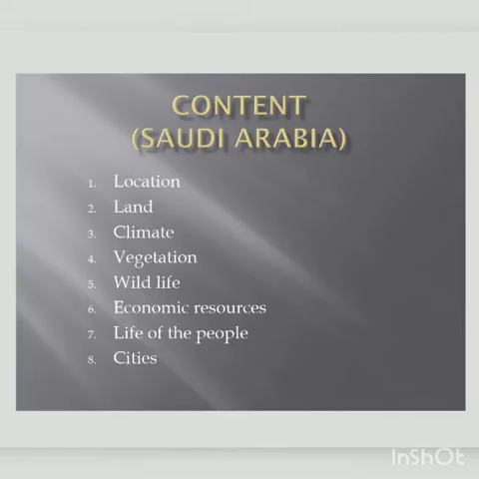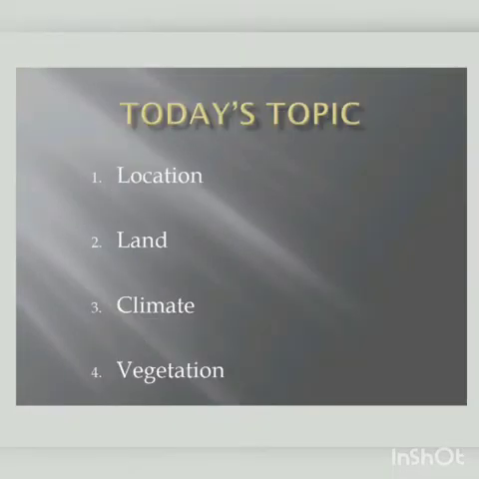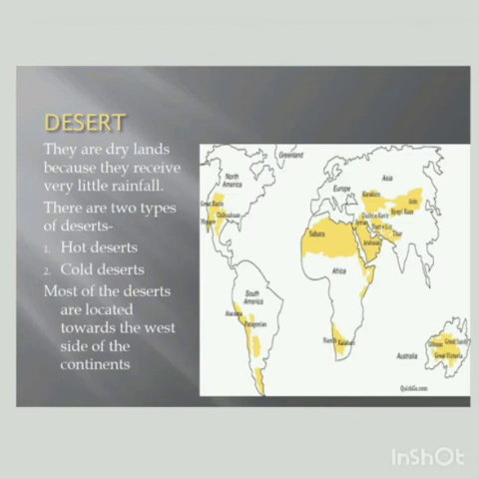Now let us see the content of the chapter. In this chapter, we'll be learning about Saudi Arabia. So this chapter has the following content: location, land, climate, vegetation, wildlife, economic resources, life of the people, and cities. But today we'll be learning about the four topics, that is, the location of Saudi Arabia, its land, its climate, and vegetation. Saudi Arabia is a land of desert.